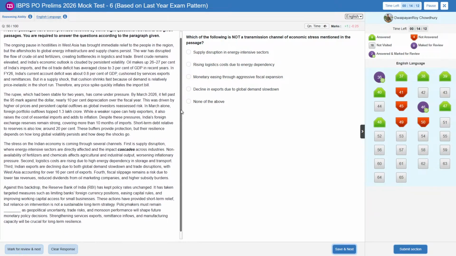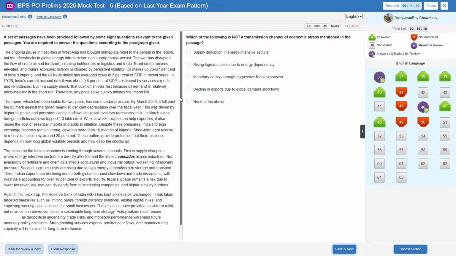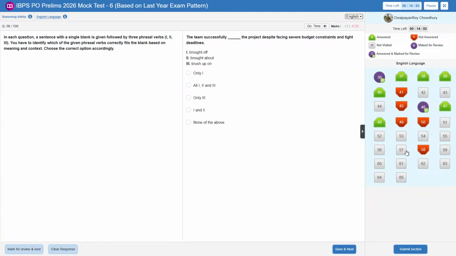Okay. Seems to be a boring RC, but right. How many questions? 7. Okay. The team successfully finished the project despite facing severe budget constraints. Brought about. So brought off or brought about.